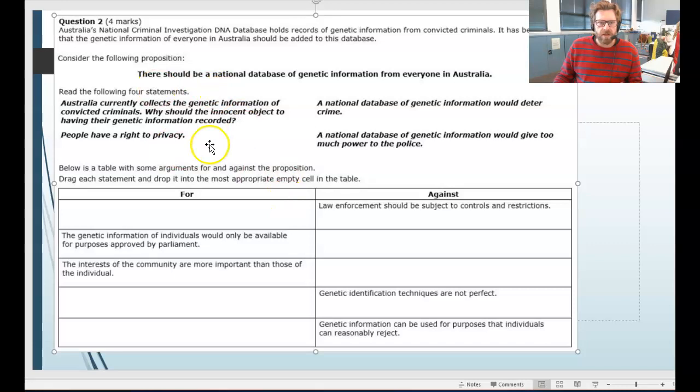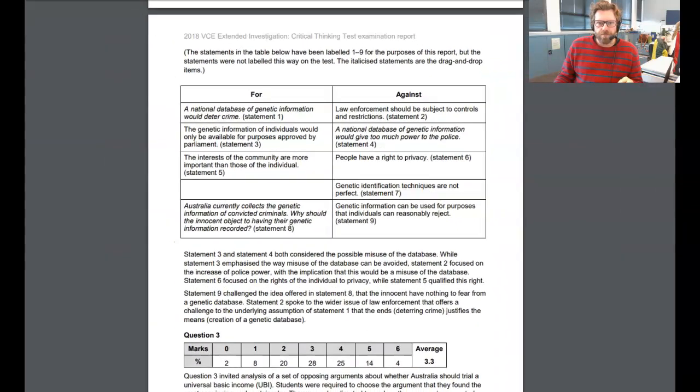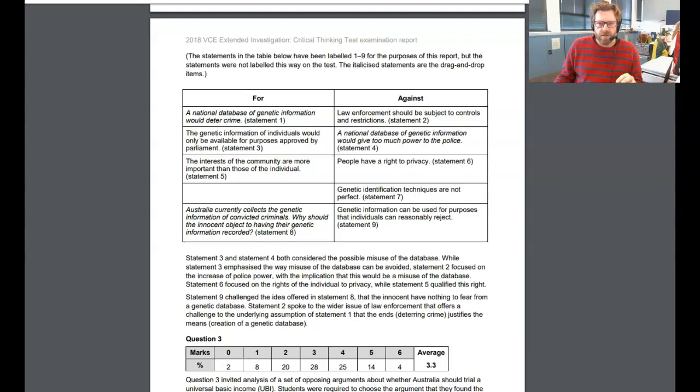You can pause here and have a read. And some of you have already done this on the test, but I just wanted to show you some of the answers here. And so there, I'll just put that up as a quick screen for you to watch.